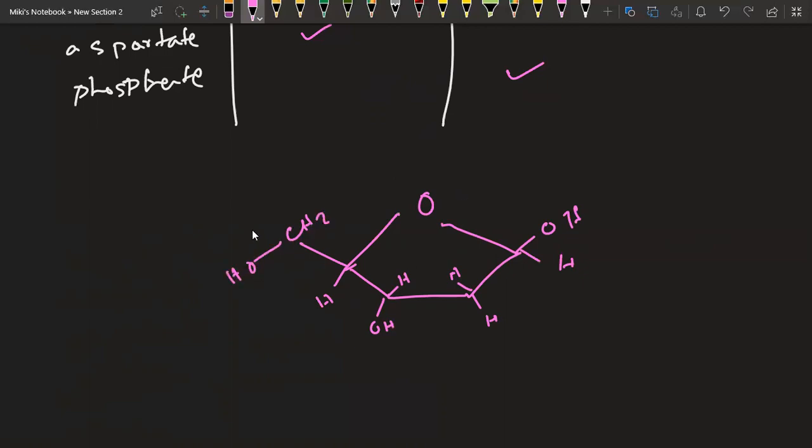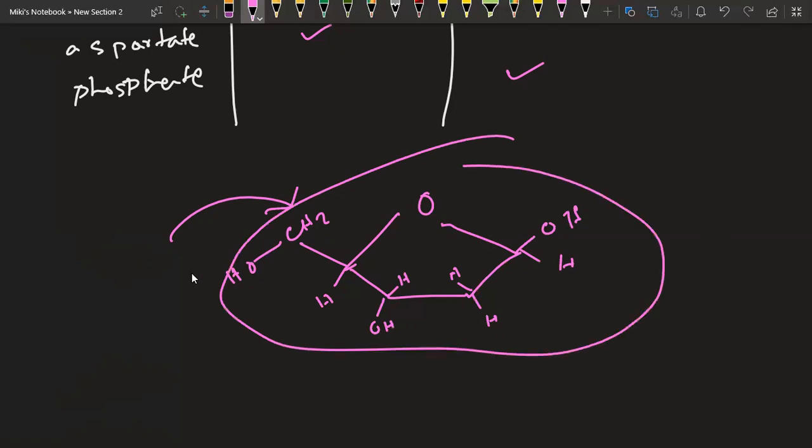This was actually the sugar part, or deoxyribose. This is the sugar, or deoxyribose, in the DNA component. The name of this sugar is actually 2-deoxyribose. Why 2-deoxyribose? Because we have two OH groups present here.